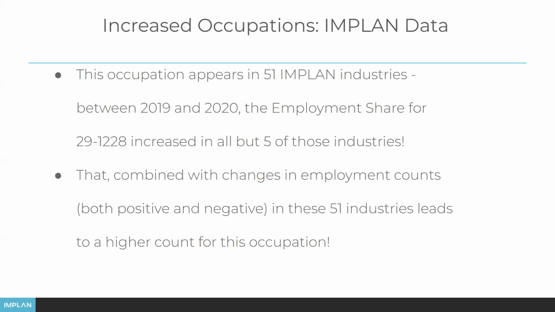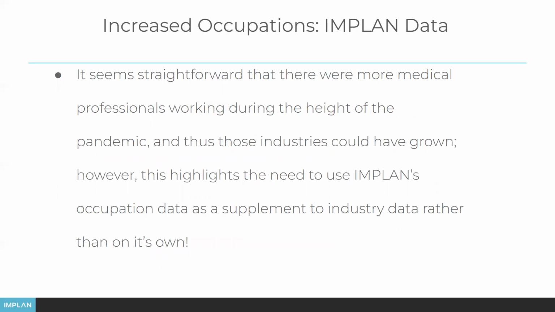So the number of doctors out of the total workforce for each of these industries really did increase. That, combined with changes in the employment counts for those industries, which can be positive and negative, as a net leads to a higher count overall for this occupation. So while the raw number of physicians increasing seems a little staggering at first, it certainly can be explained by the data that we use as an estimate.